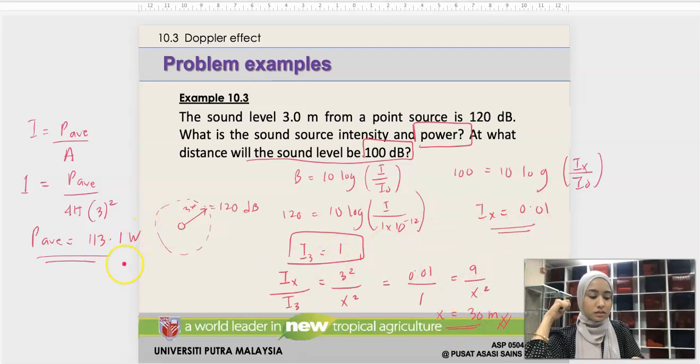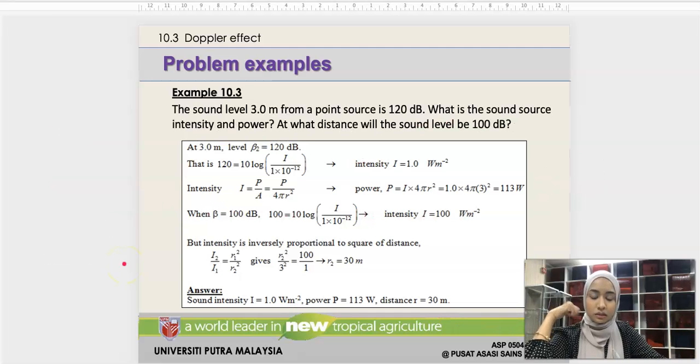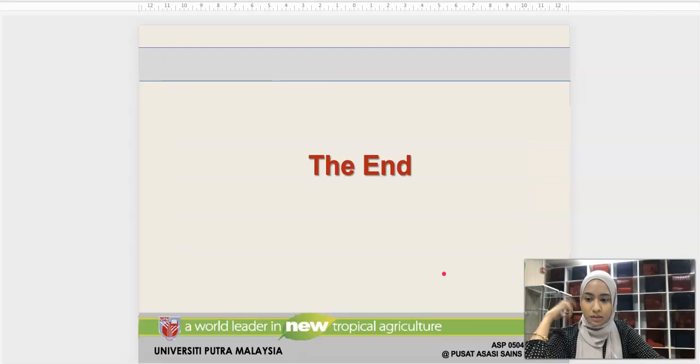Okay, these are my answers. Okay, so let's see the answer. So sound intensity is I equals to 1, we got that, and then we got the power, and then we got the distance R. Okay, next. Oh, it's finished already, yay.